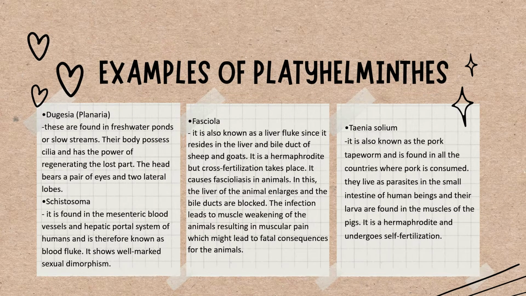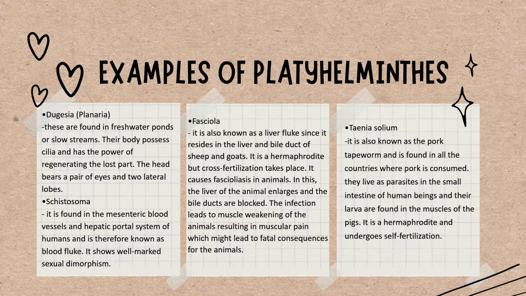These are some of the examples of platyhelminths. First is Dugesia or planaria. These are found in freshwater ponds or slow streams. Their body possesses cilia and has the power of regenerating the lost part. The head bears a pair of eyes and two lateral lobes.